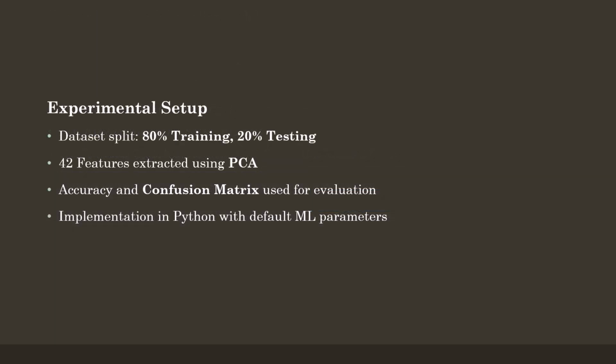So what is the setup? As we discussed in the previous slide, first we split the dataset into 2 parts. The first one is training and the second is testing. Then we extract the features using PCA, and then accuracy and confusion matrix are used for evaluation. Then we implement this in Python with default parameters.